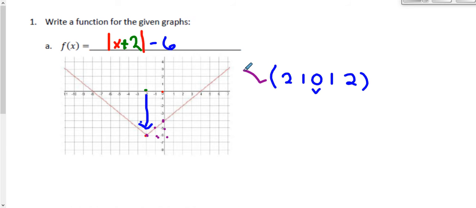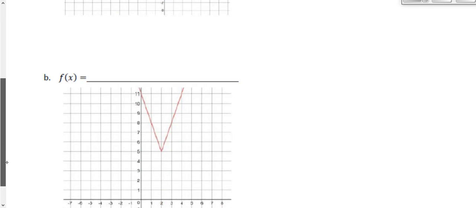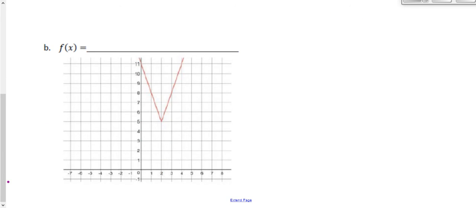Let's go ahead and take a look at the second graph. For my second graph, again, I've had some shifts happening. I still know this is an absolute value function, and I want to see what transformations have happened. So my vertex is all the way up here, even though it's usually at 0. I can see a couple of things have happened there. It's been moved to the right 2 spaces.